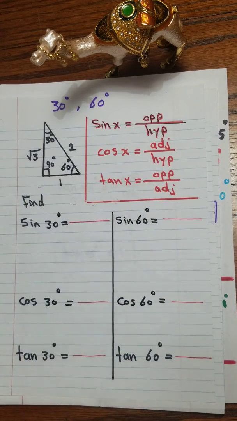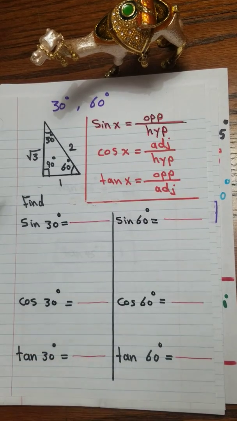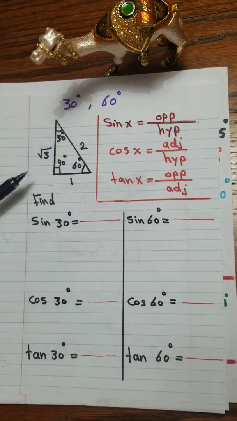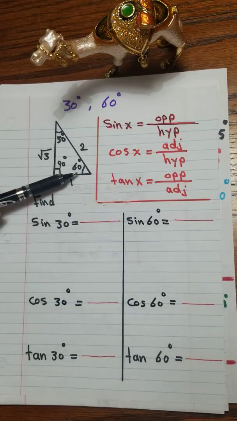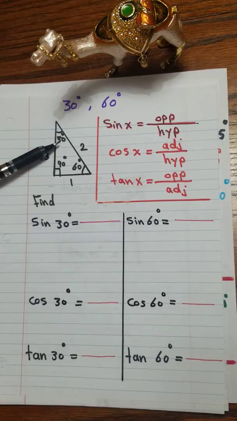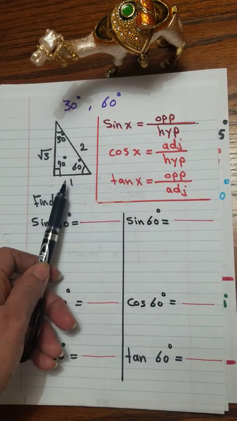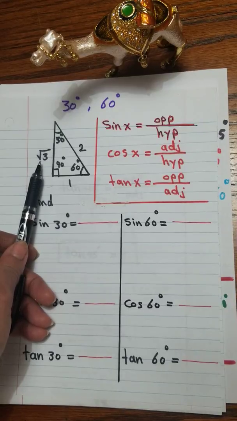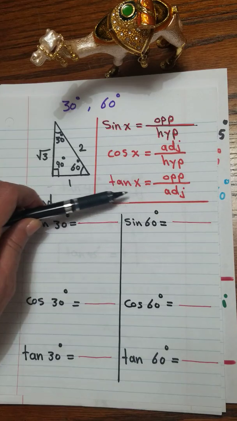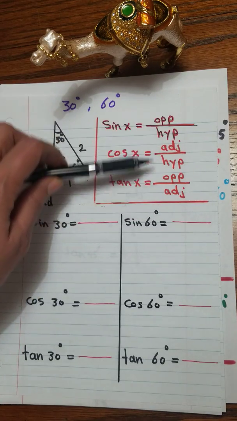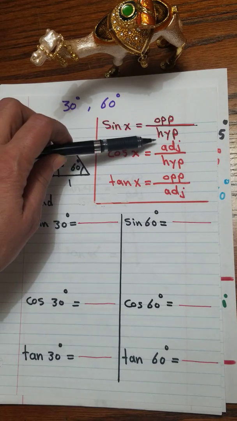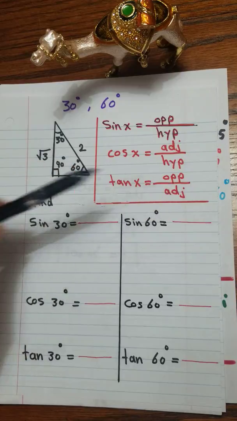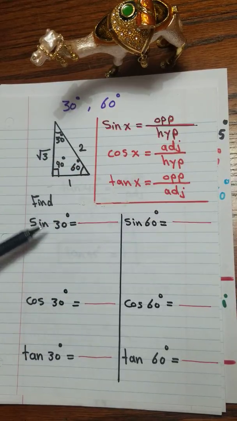To find sine, cosine, tan for 30 degrees and 60 degrees, I have this triangle. This is a right triangle, and this angle's 60 degrees and the other one 30 degrees. So the sides are 1, 2, the hypotenuse, and square root 3, the other side. I know sine x equals the opposite over hypotenuse. Cosine x equals adjacent over hypotenuse. Tan x equals opposite over adjacent. Now the question is find these values.